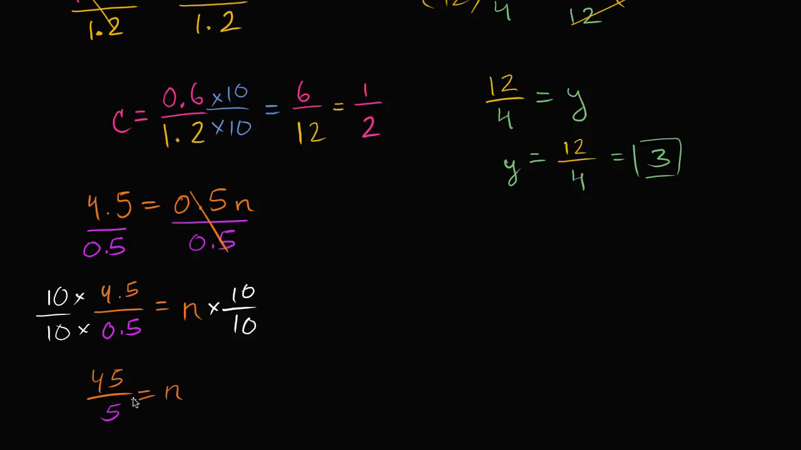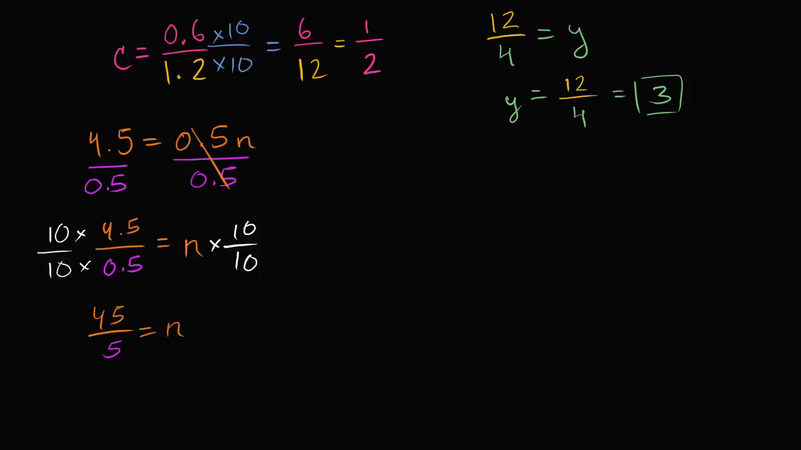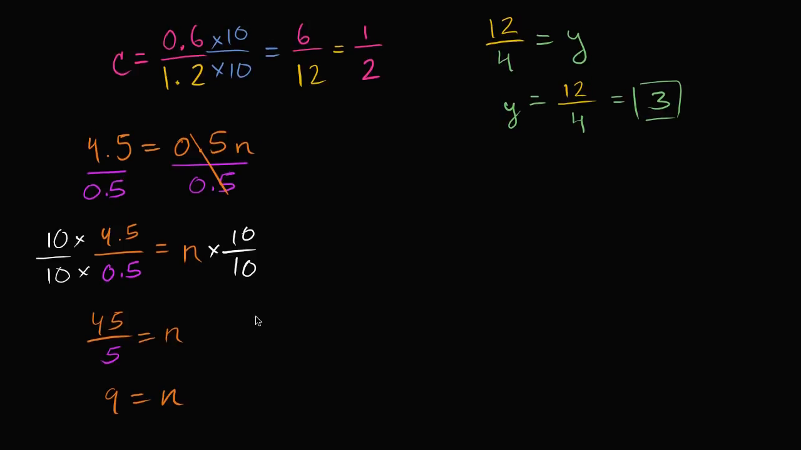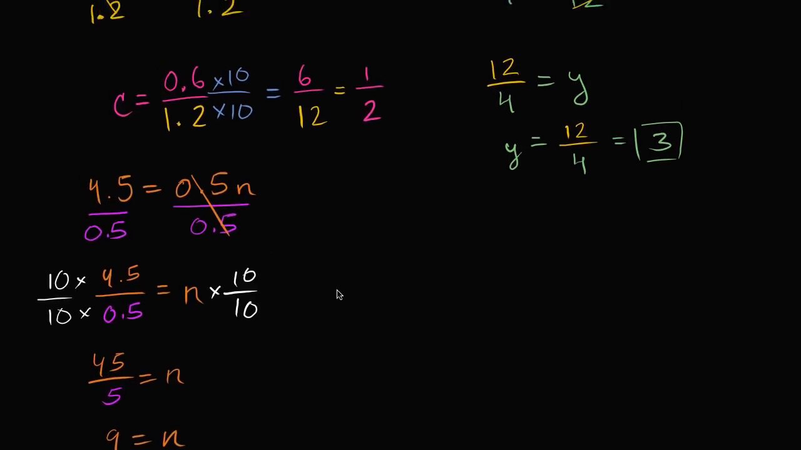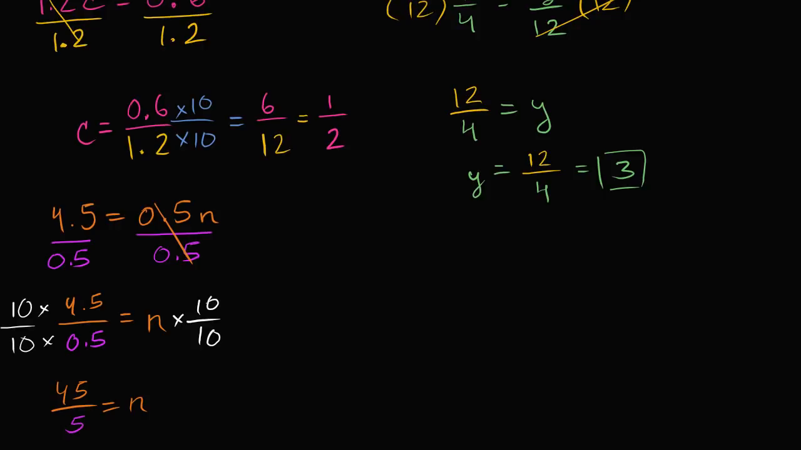But anyway, you have n is equal to 45 over 5. Well, what's 45 over 5? That's going to be 9. So we have 9 is equal to n, or we could say n is equal to 9, and you could check that. 4.5 is equal to 0.5 times 9. Yep, half of 9 is 4.5. Let's do one more, because once again, I can't stop.